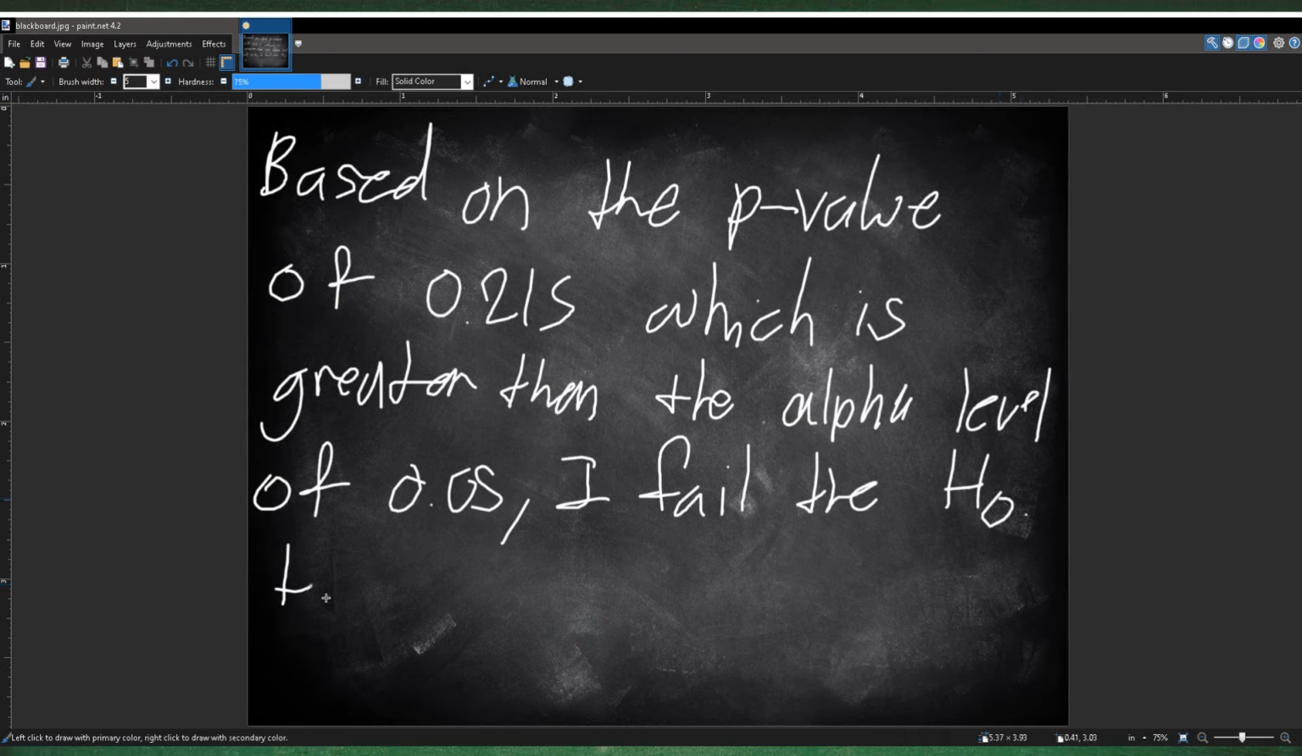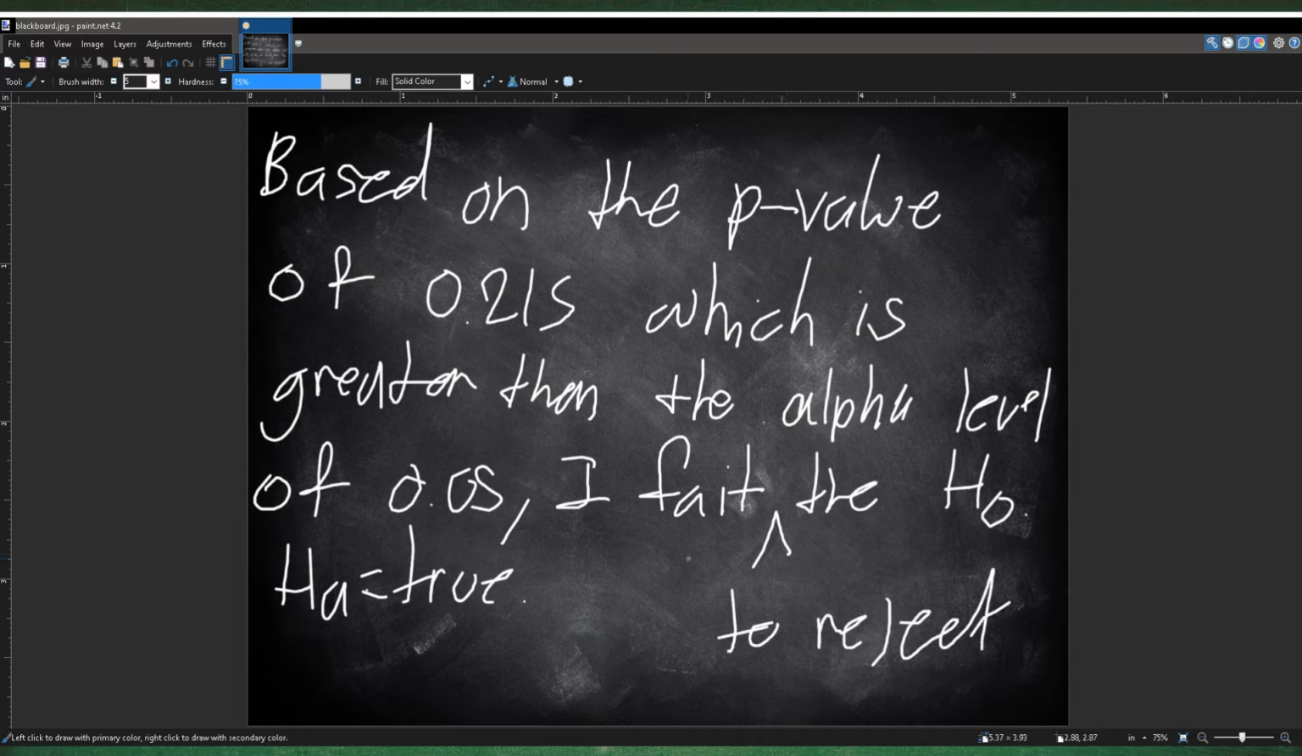And we say the alternative hypothesis is not true. You have to write this in context. I'm just running out of space and I don't have room. So basically, you write: based on the p-value of 0.215, which is greater than the alpha level of 0.05, I fail to reject the null hypothesis.